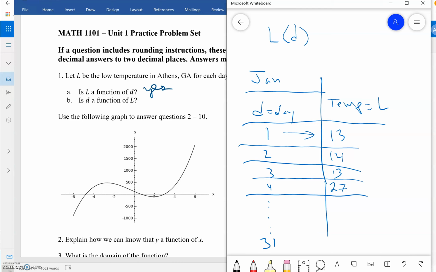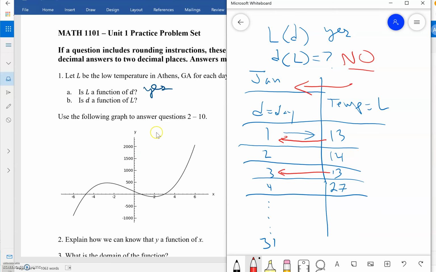However, if we reverse this and say, is D a function of L? That would be going the other way. Can we have one temperature that corresponds to two different days? So one temperature going to two different outputs. And we can see clearly that you can have that. You can have 13 as the low temperature on day 1, and 13 as the low temperature on day 3. So we have one input with two different outputs, and that violates the definition of a function, so the answer is no.